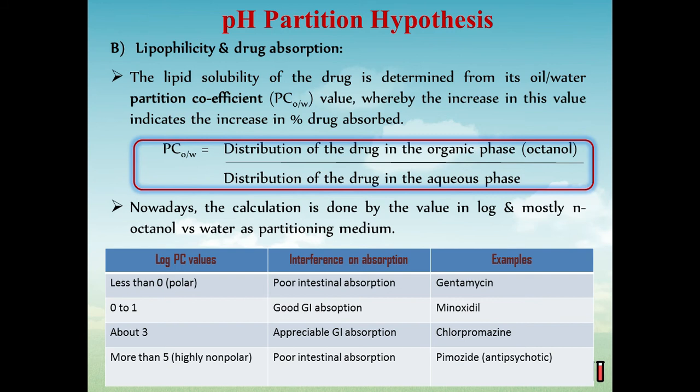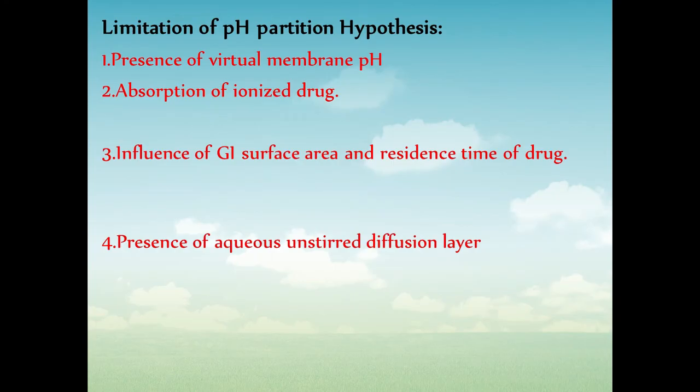This lipophilicity of your drug plays a vital role. Now there are certain limitations of the pH partition hypothesis. The first limitation is the presence of a virtual membrane pH. What is the presence of a virtual membrane pH? All of you know that we are considering pH when we take a drug. It initially goes into your stomach. In that case, we are considering only the pH of your gastric acid.